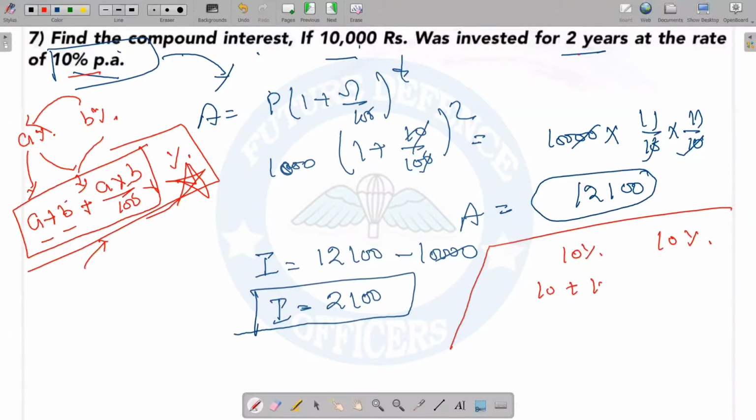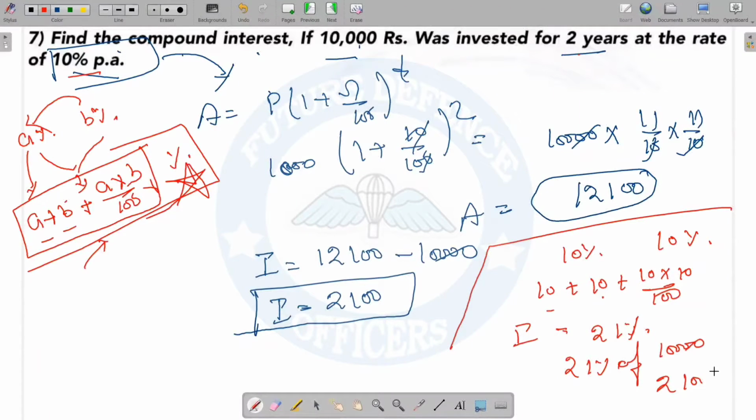A plus B plus A into B upon 100. So 10 plus 10, 20, plus 1, 21%. Now what is our task? 21% is the overall interest, so calculate 21% of the money you have invested, 10,000 rupees. The interest is 2,100. We got the same interest as by the formula, and here also we are getting the same answer.